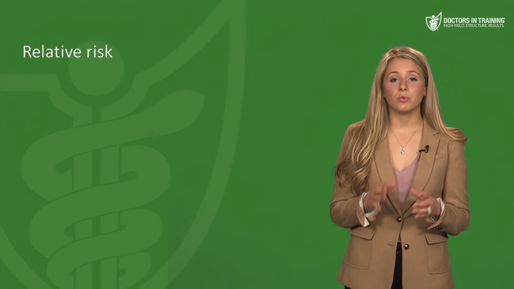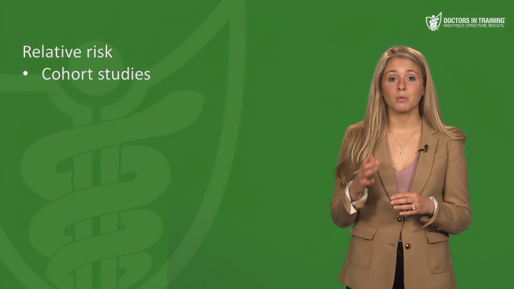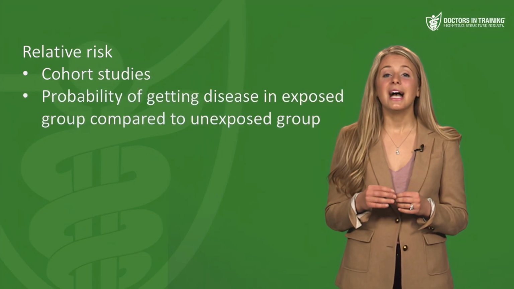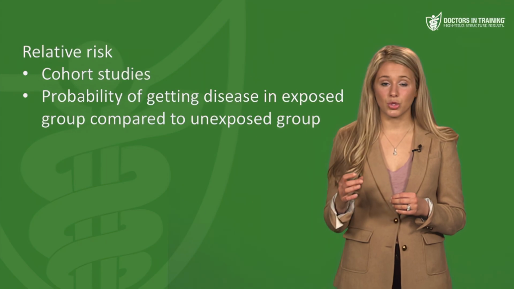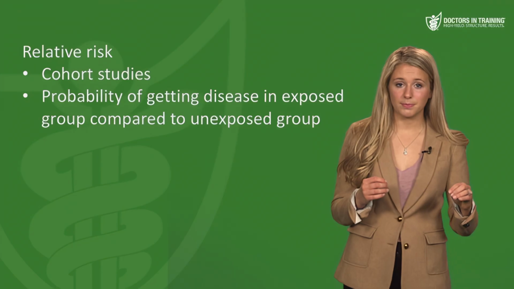Remember that relative risk is calculated from cohort studies, which is where you're confirming risk factors. Relative risk is the probability of getting a disease in the exposed group compared to the probability of getting that disease in an unexposed group.